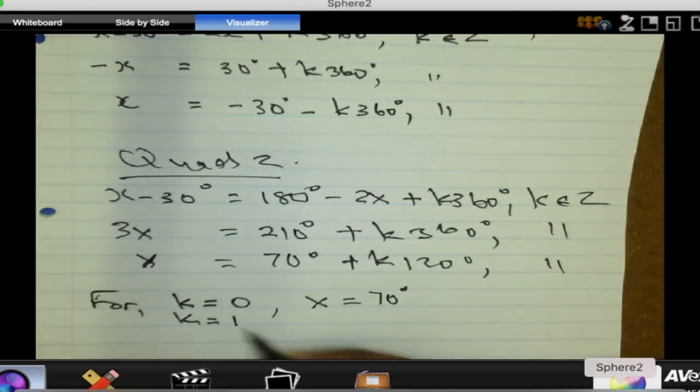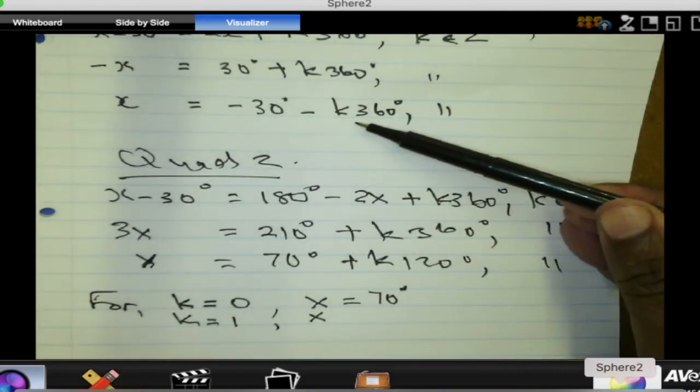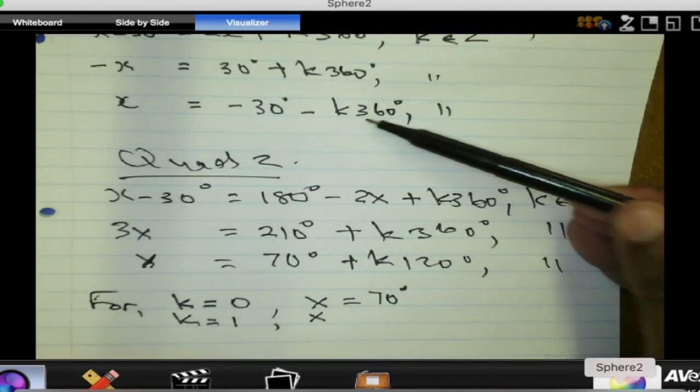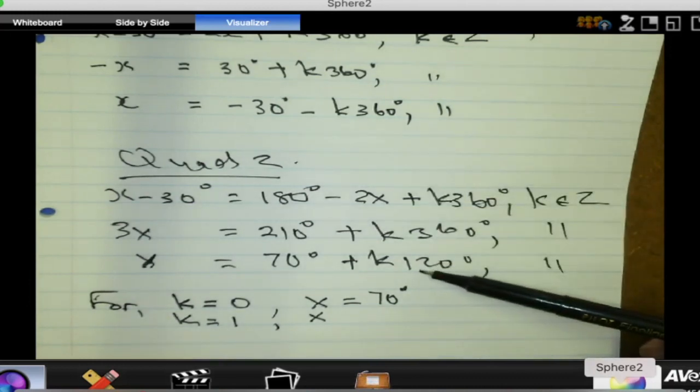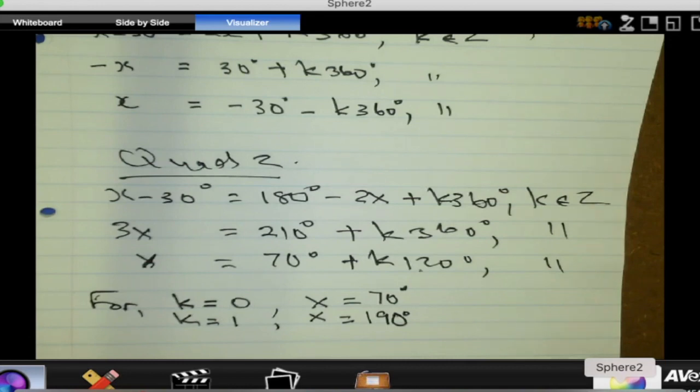What about for k equal to 1? What is x when k is 1? If I put k equal to 1 in the first one, will that help me? No. In the second one, put k equal to 1. We get, I think, 190. Okay, we get 190 degrees. All right, so that is 190. Let's try negative 1.